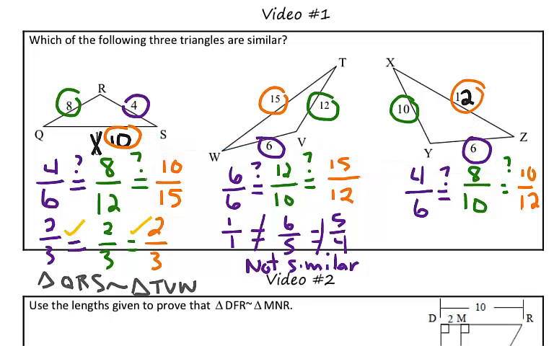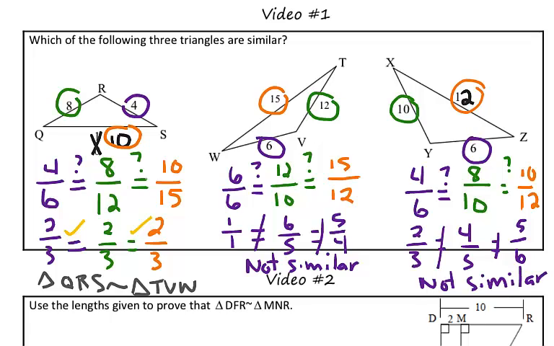When we go ahead and simplify each of these, 4 over 6 reduces to 2 over 3. 8 over 10 reduces to 4 over 5. These are not equal, so we know automatically that these triangles are not similar. And let's just take a look at the final one. 10 over 12 reduces to 5 over 6. So since their sides are not proportional, these triangles are not similar either. So not similar.